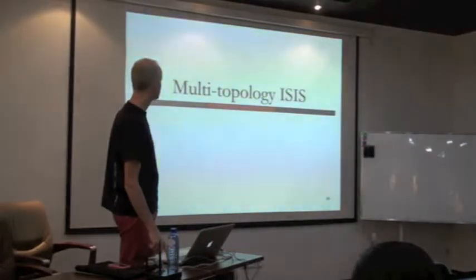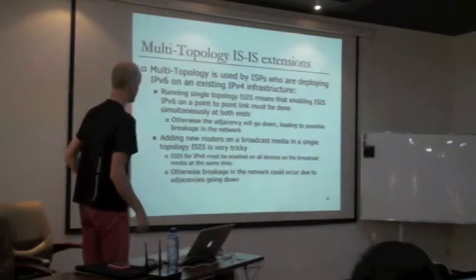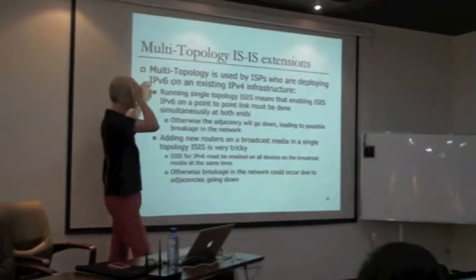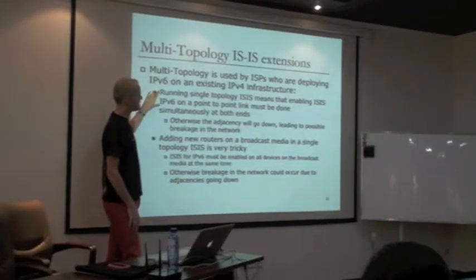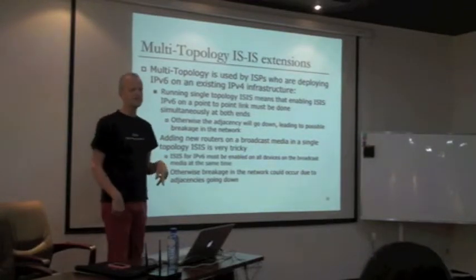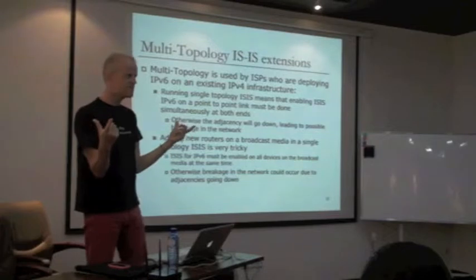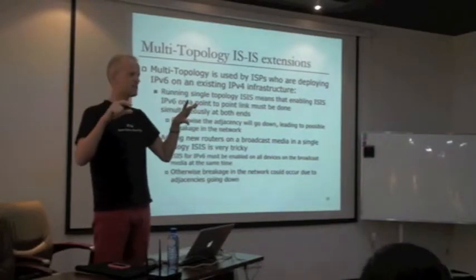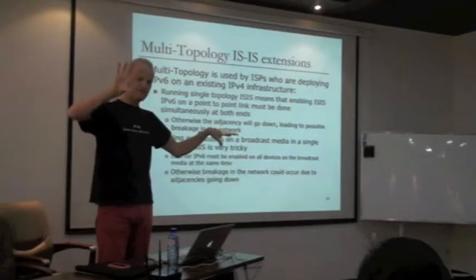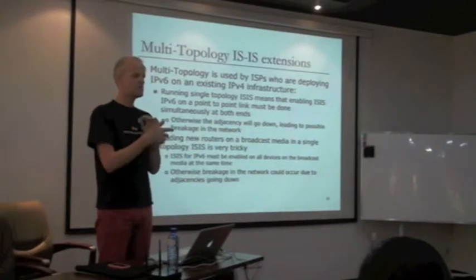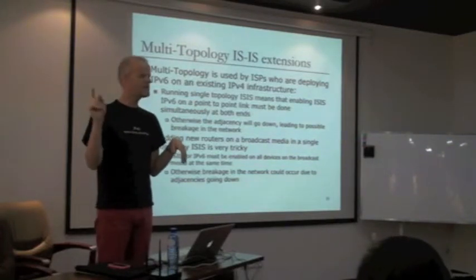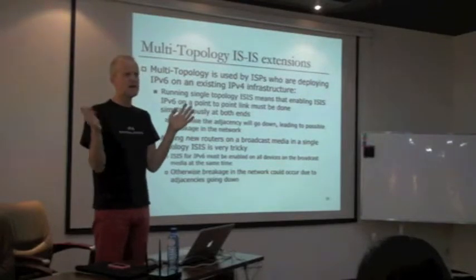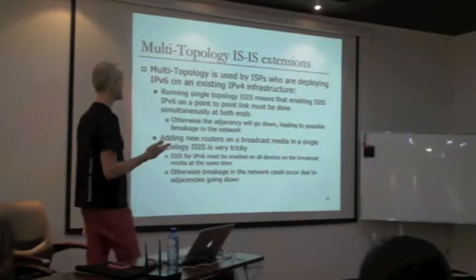Now, multi-topology IS-IS. This is used by ISPs who are deploying v6 on existing IPv4 infrastructure. Running single topology IS-IS means that enabling IS-IS on a v6 point-to-point link must be done simultaneously at both ends. You have to do it at the same time at both ends, otherwise you get a mismatch. If you've got v4 on one end and v4 and v6 on the other, they won't talk. When they try to bring up the link, they say, well, hang about, you're talking v4 and v6, I'm only v4. That's a mismatch, we can't do this. So you'll find the adjacency will go down.